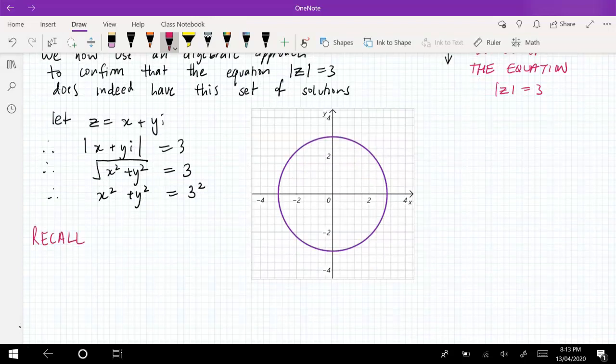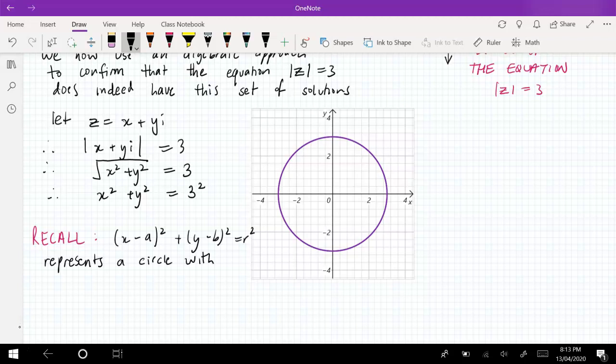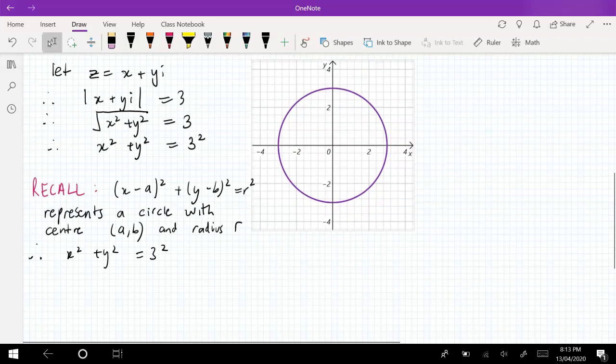Now we just recall at this stage that given an equation of the form x minus a squared plus y minus b squared equals r squared, this corresponds to a circle that has center (a, b) and radius of r. So therefore our equation x squared plus y squared equals 3 squared corresponds to a circle with center 0, 0 and radius of 3. So really again confirming what we found in the earlier part of the video.